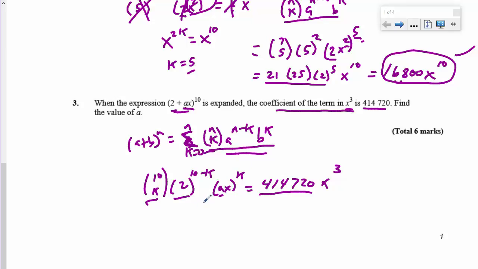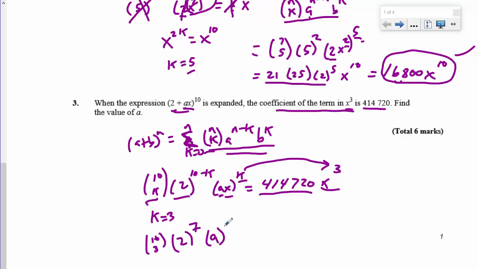The rest of it, though, is just going to have x to the power of k, which is going to give me x cubed. This tells me right away that k is in fact 3. So this is actually 10 choose 3, times 2 to the power of 10 minus 3, which is 7, times a to the power of k, well, k is what? 3. Times x to the power of 3. And this is equal to this.